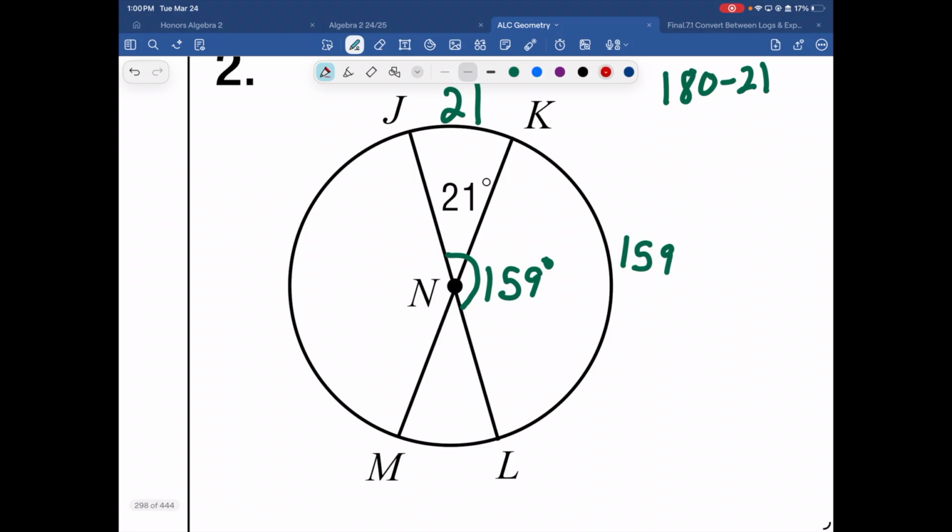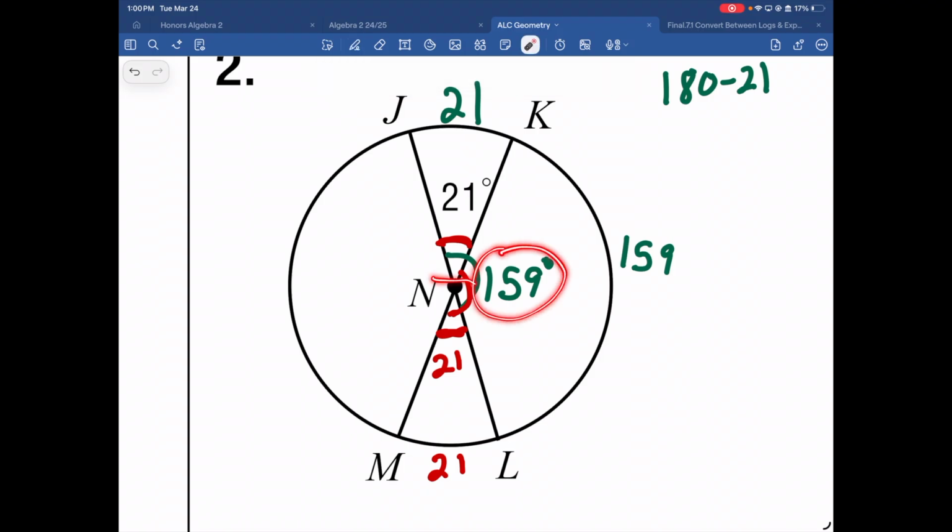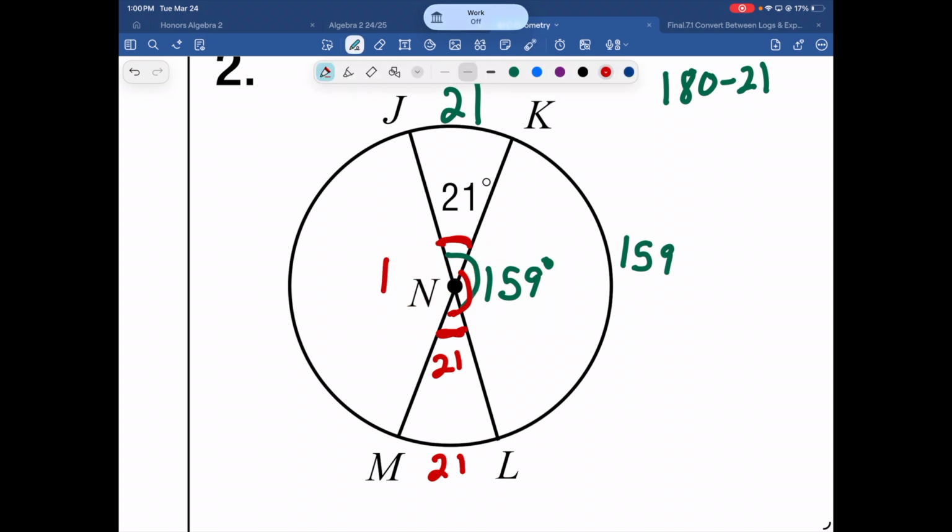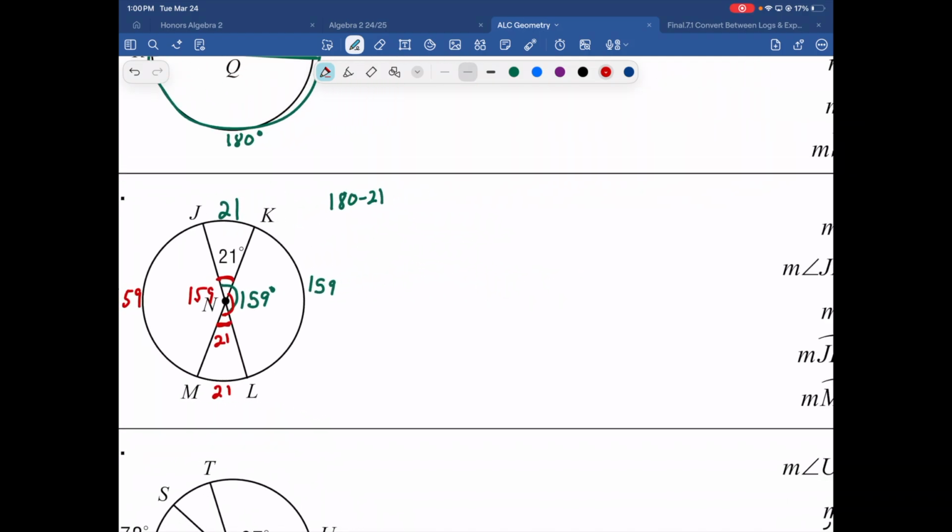Now, these two form a linear pair, but what else do we know? What type of angles are this one and this one? Vertical angles. And what do we know about vertical angles? They're congruent. Very good. So I know this is 21. So if that's 21, that makes ML 21. I can also do the same thing for this 159 and this angle N right here, right? They're vertical angles. Vertical angles are congruent. So that has to be 159, making that arc probably 159. It all works. If we added that all up, it's going to be 360 degrees. Now we go answer the questions.